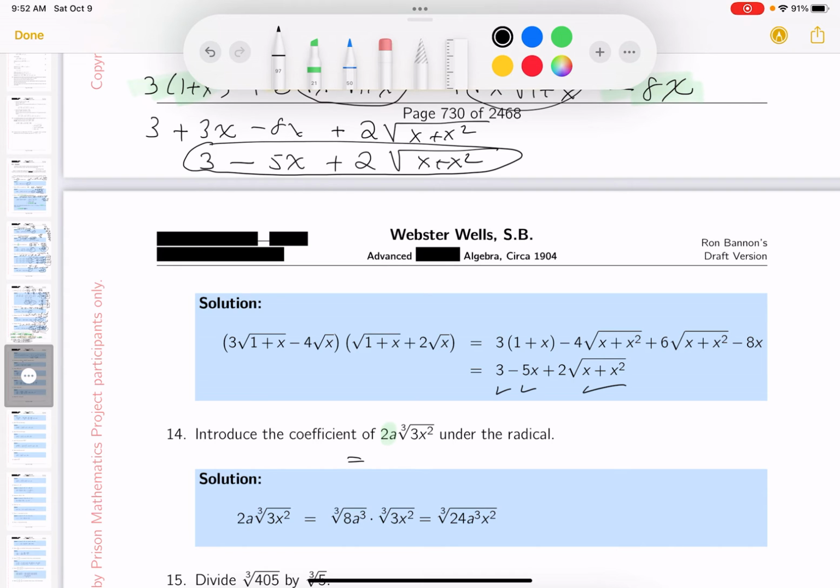So I'm going to write this as the cube root of something times the cube root of something. Now, to get it to be the cube root of something, it has to be 2a, right? So that would be 8, because the cube root of 8 is 2. And then the cube root of a cube would be a. I got these two radicals, or cube roots. And what do you get over there? You would get 24. I'm multiplying their radicands. And you would get a cubed x squared.